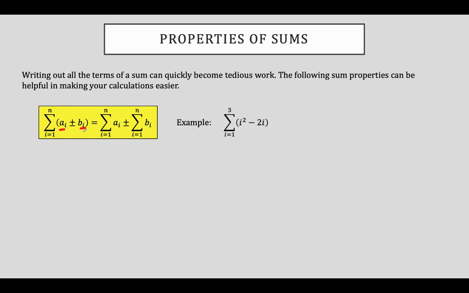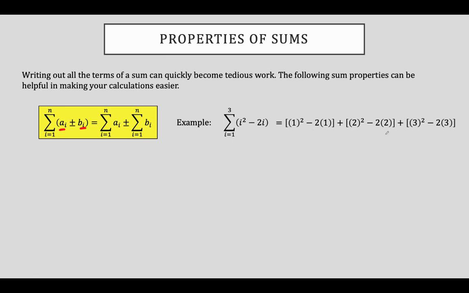For example, the sum from i equals 1 to 3 of i squared minus 2i. Now, in this particular sum, we're only adding up 3 terms, and we could very easily plug in 1 to get the first term, 2 to get the second term, and 3 to get the third term, and add them all together. We would end up with 1 squared minus 2 times 1 plus 2 squared minus 2 times 2 plus 3 squared minus 2 times 3.